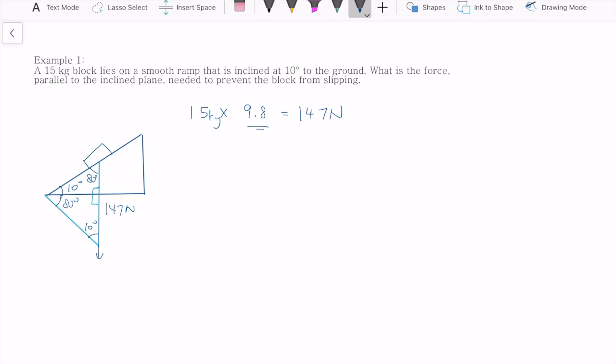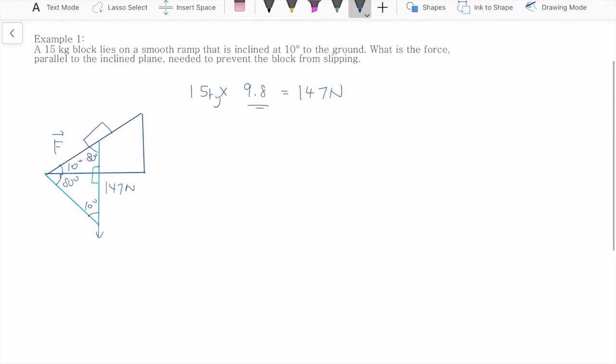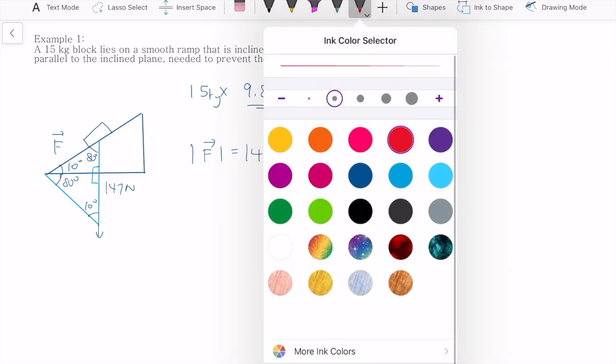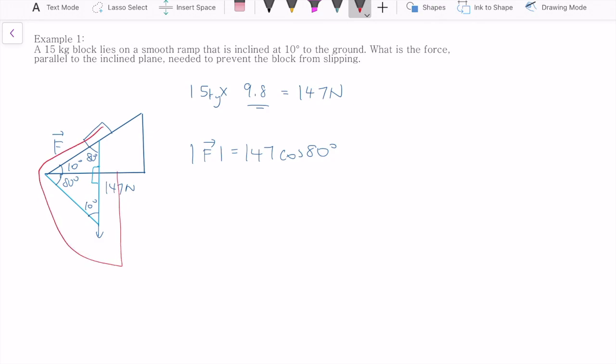So in order to find the force that is parallel to the inclined plane, which is like that, we'll call it, say, vector F. It will be vector F equals 147 cos 80 degrees, because if you look at this triangle right here, I'll use red. If you look at this triangle right here, this side is actually the hypotenuse, and this is a right angle.